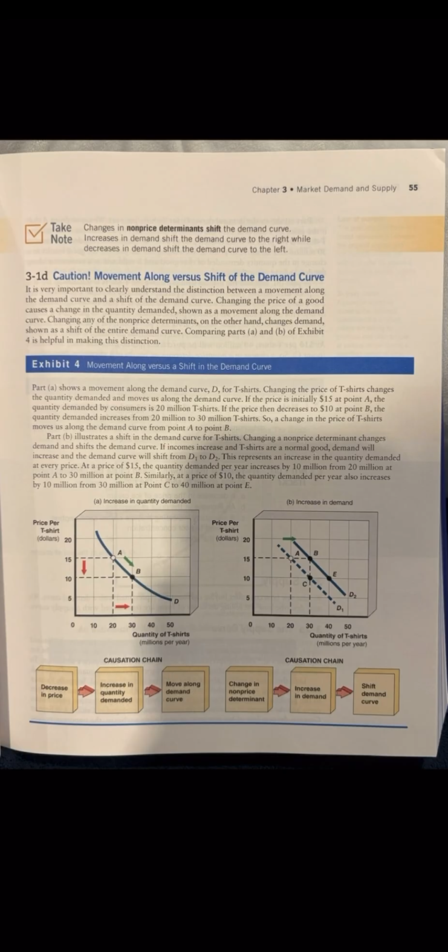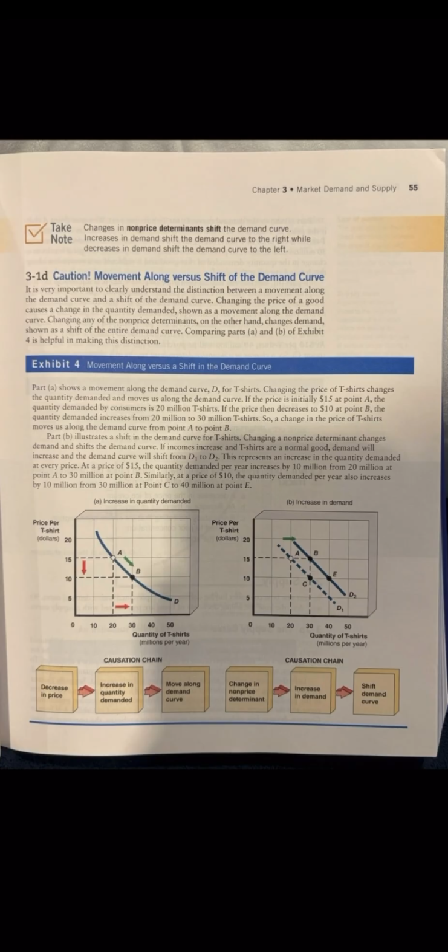3.1d. Caution: movement along versus shift of the demand curve. It is important to clearly understand the distinction between a movement along the demand curve and a shift of the demand curve. Changing the price of a good causes a change in the quantity demanded, shown as a movement along the demand curve. Changing any of the non-price determinants, on the other hand, changes demand, shown as a shift of the entire demand curve. Comparing parts A and B of Exhibit 4 is helpful for making this distinction. Exhibit 4. Movement along versus shift in the demand curve. Part A shows a movement along the demand curve D for t-shirts.